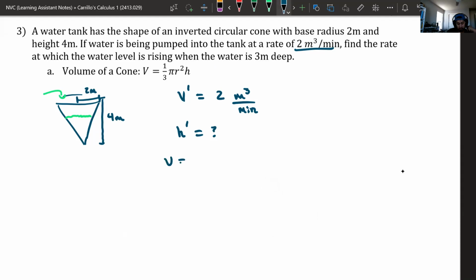So V is equal to 1/3 pi r squared h. Now we have an issue here, right? Going back to our question, is there ever a time where this gives us a rate at which the radius is changing? Because that's what r is, right? It's the radius of this cone. No, right? It just tells us the rate at which the volume is changing, and we need to find the rate at which the height is changing. In other words, we need to somehow get rid of this r and get this relationship in terms of just volume and height.